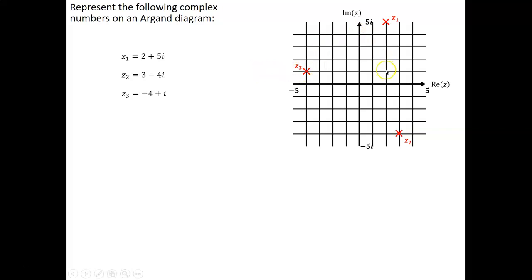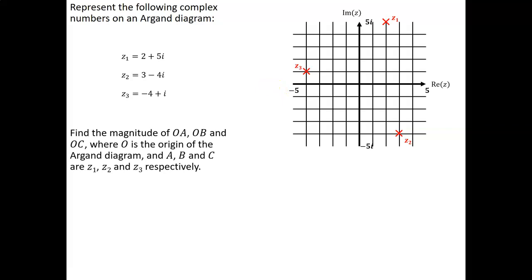When you're plotting these, you don't have squared paper, but you do need to make sure that the scale works. So z1 being 2 on the real axis should be half the distance to the imaginary axis as z3, and so on. Even though you don't have your squares, you need to make your scale accurate.